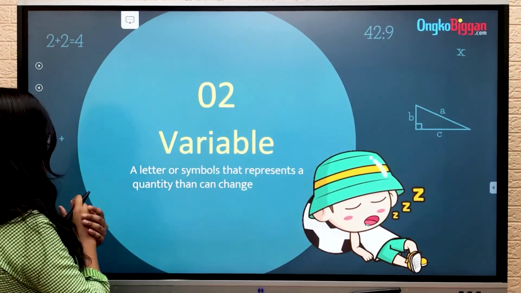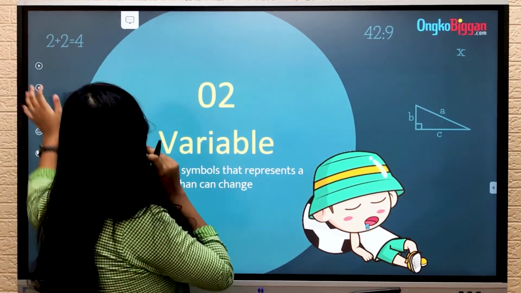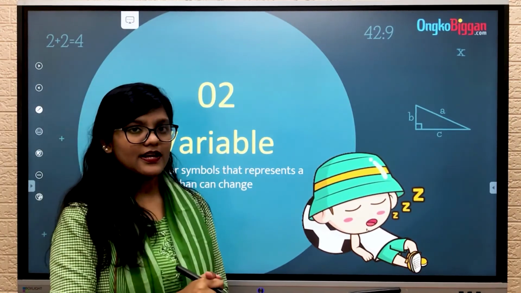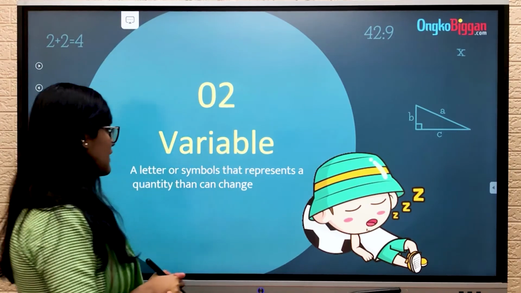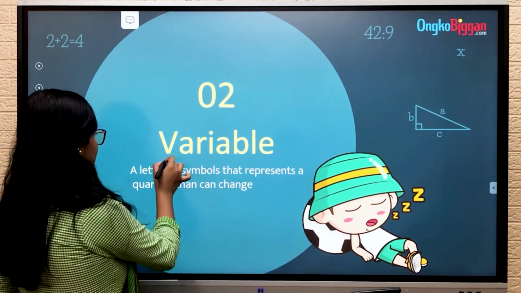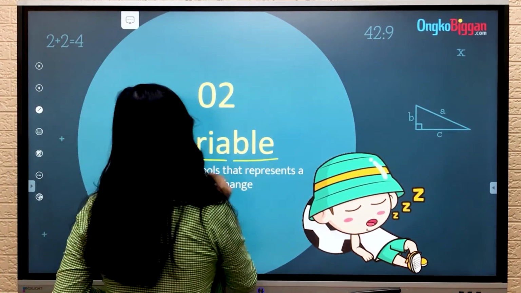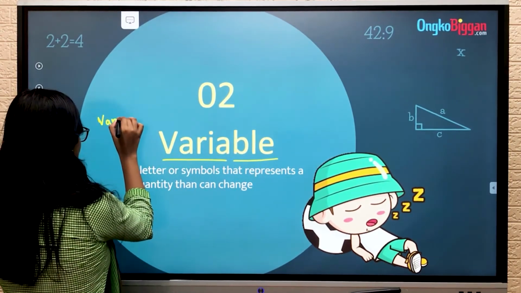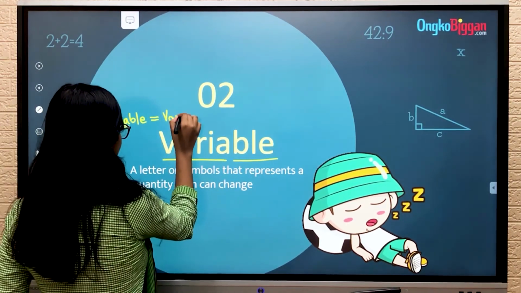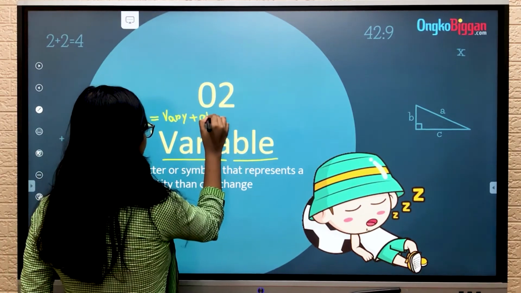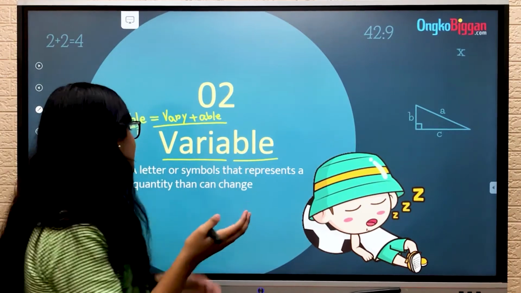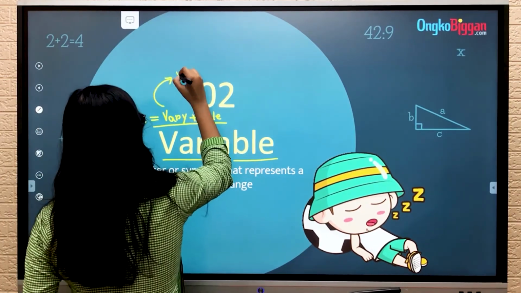So secondly, variables. So what is variable? Variable is a very new term to you. If we just break down the word variable, we can get vary, then able. So we can write vary plus able. And we know what is meant by vary. Vary means that can change.